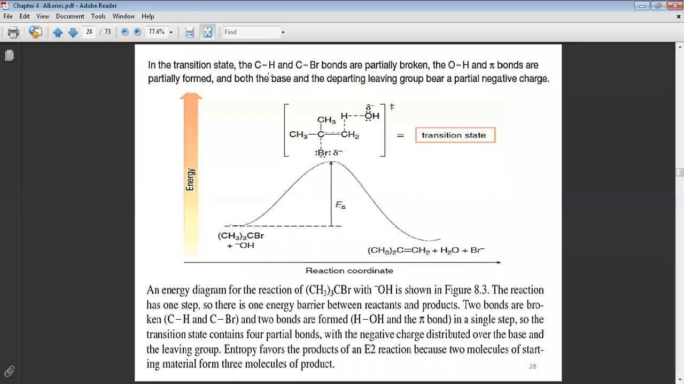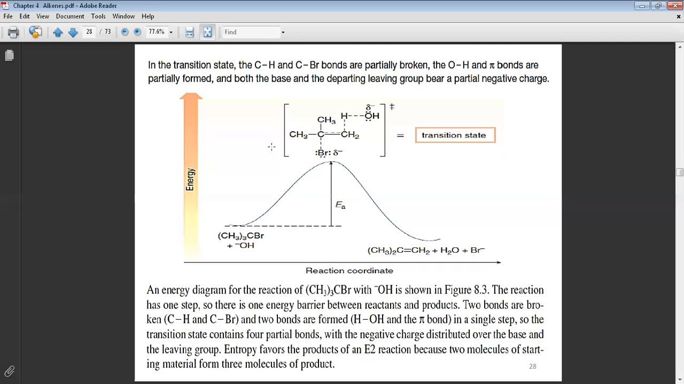And both the base, okay, this is the base, and the departing leaving group carry a partial negative charge. That means this is the base and the leaving group, and they will be partially negative. That means all this is partially positive. This partially positive, this partially positive, and this partially positive.